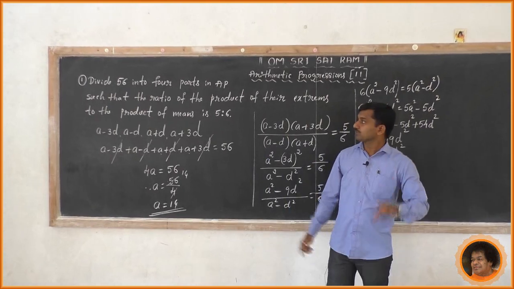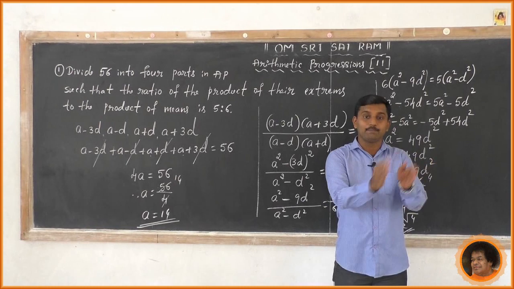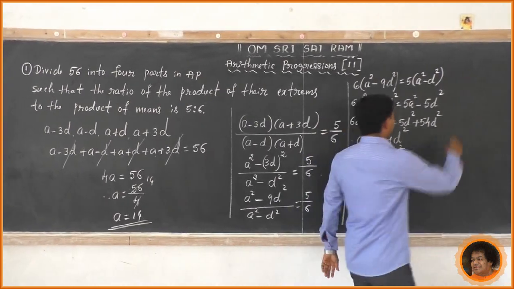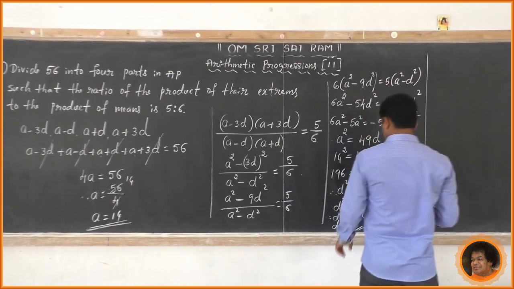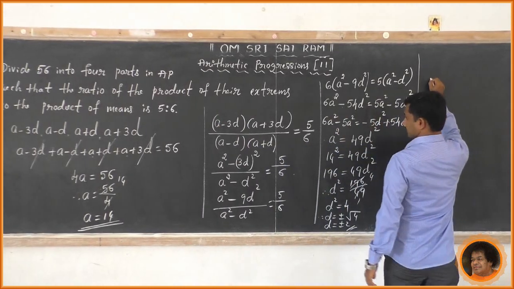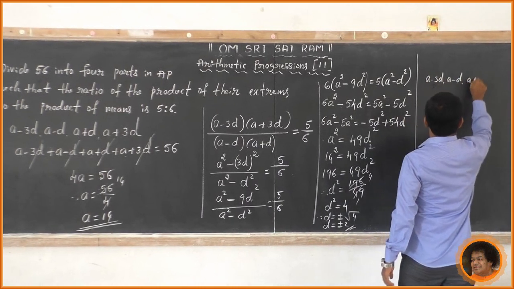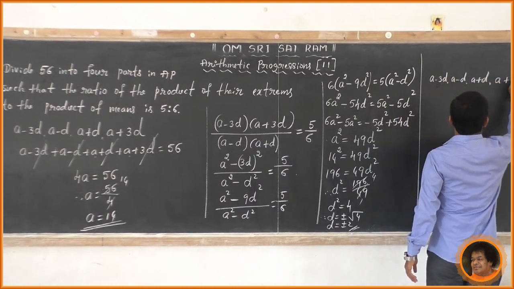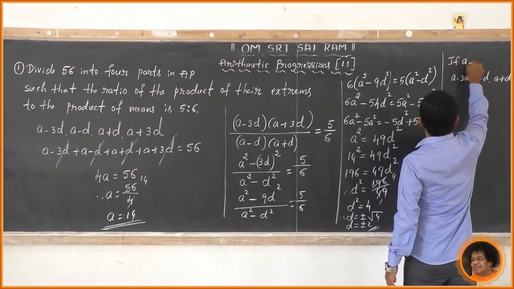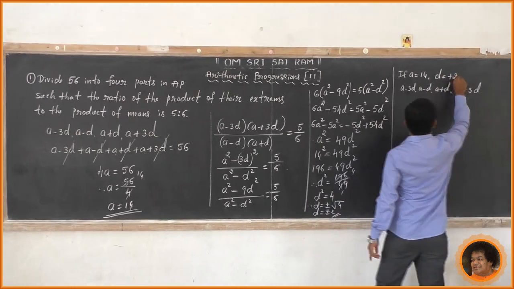So what is the question given? Divide 56 into 4 parts. So I have to write the AP, which are in 4 terms which are in AP. So therefore the 4 parts are the 4 numbers a minus 3d, a minus d, a plus d, a plus 3d. So there are 2 possibilities. If a equal to 14 and d equal to, first consider d equal to plus 2.